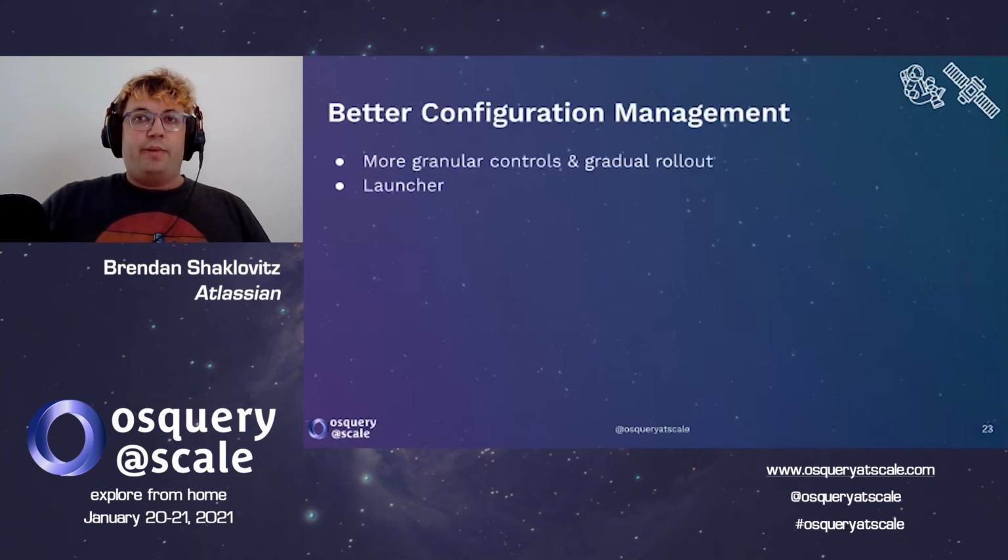Another one is to have better configuration management. Right now, our rollout of new queries is a little bit too broad. We want to be able to target systems for rolling out in a more granular way. And I wrote launcher here, but I don't know that we actually use launcher, but something where we can get auto updates of Osquery and also bundling in extensions and starting to look at those.